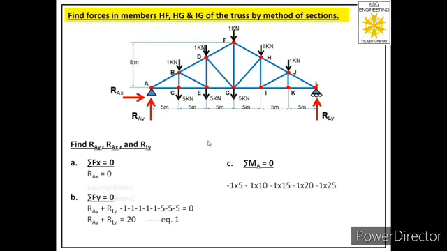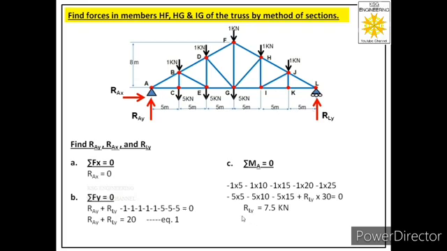It means the final equation will be minus 1 into 5, minus 1 into 10, minus 1 into 15, minus 1 into 20, minus 1 into 25, minus 5 into 5, minus 5 into 10, minus 5 into 15, plus RLY into 30 equal to 0. So from here we will get the value of RLY as 7.5 kilonewtons. And we got a positive answer. That means the direction which we assumed for RLY is correct.